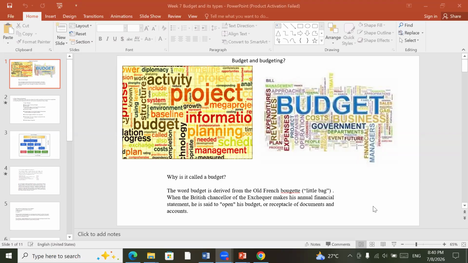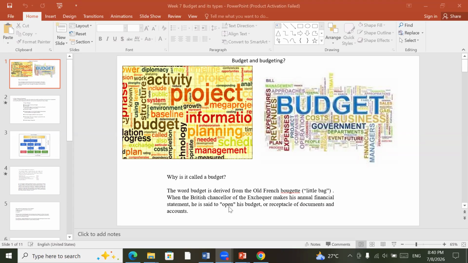Okay, anything else? However, there is a very simple definition of a budget. The word budget is derived from the old French budgety, which means little bag.